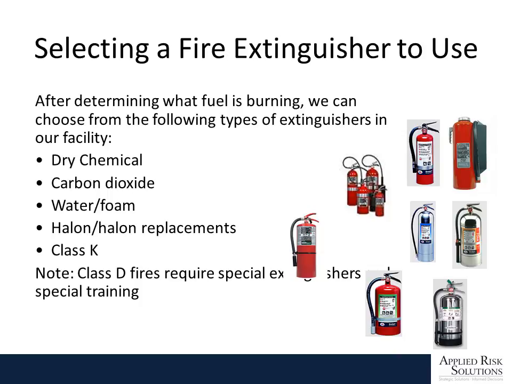Selecting a fire extinguisher to use. After determining what fuel is burning, we can choose from the following types of extinguishers in our facility. You may have dry chemical, carbon dioxide, CO2, water, foam, halon, Class K. And note, Class D fire extinguishers are special ones just for metals.